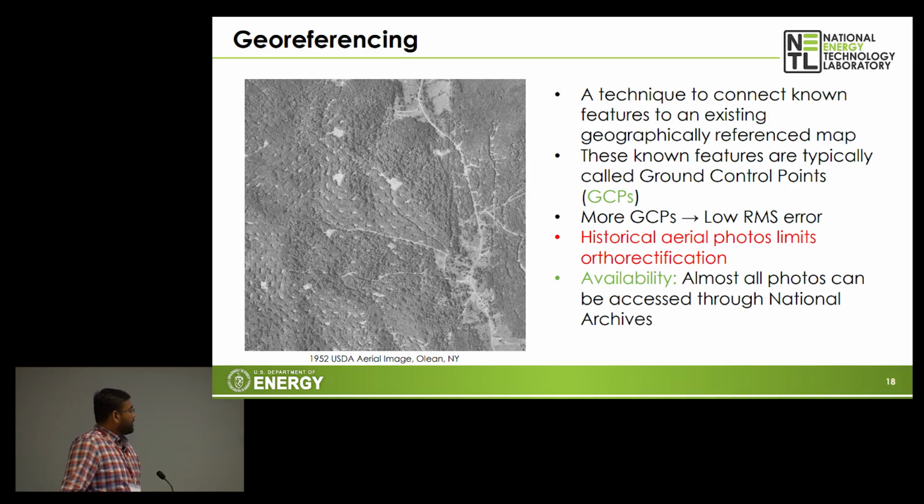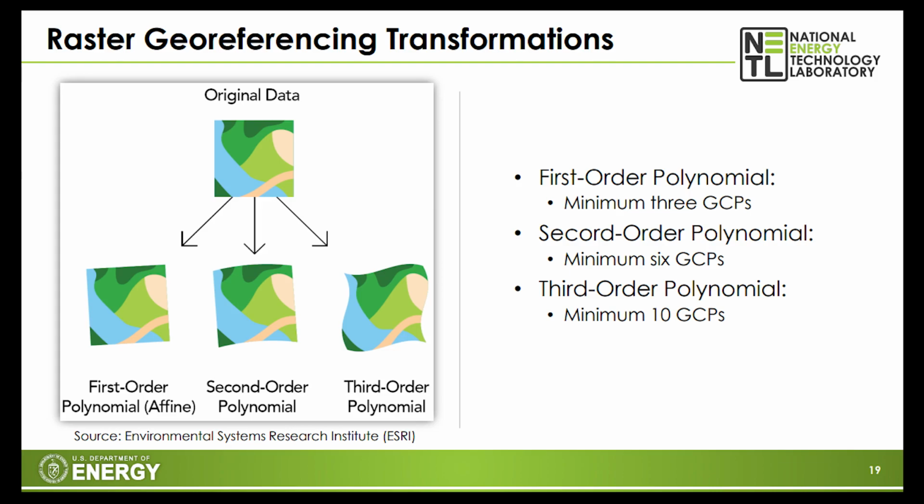Since there is no flight data associated with this, it's pretty hard to auto-rectify as well. There are different techniques you can apply in georeferencing, one being first order, second order and third order. There are other techniques as well, but these are the most used in the GIS field. The first order polynomial only requires 3 GCPs, so it's not the accurate one. The second order requires a minimum of 6 GCPs, and third order requires a minimum of 10 GCPs. So the higher order you go, the more GCPs you want.